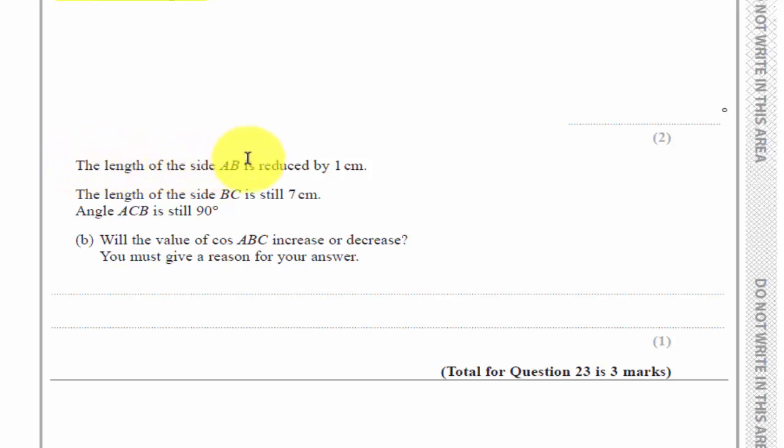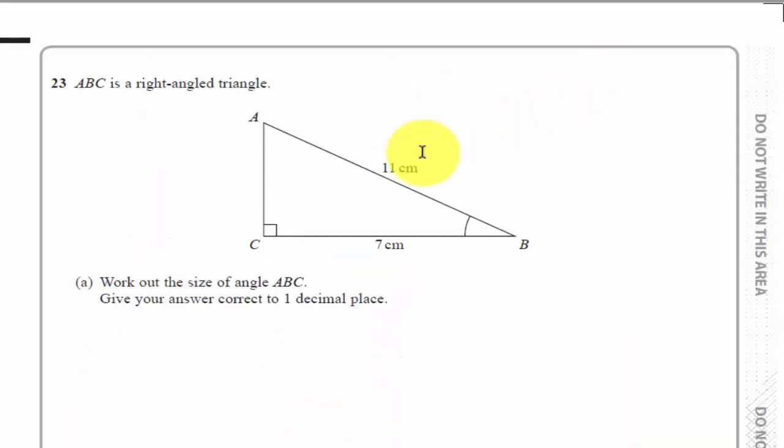The length of the side AB is reduced by 1 centimetre. The length of BC is still 7, angle still the same. Will the value of cos ABC increase or decrease? Now a minute ago, when we worked out the cosine, the cosine is 7 divided by 11. Let me just check. So AB is reduced by 1. So instead of being 7 over 11, that 11 is going to go to 10.